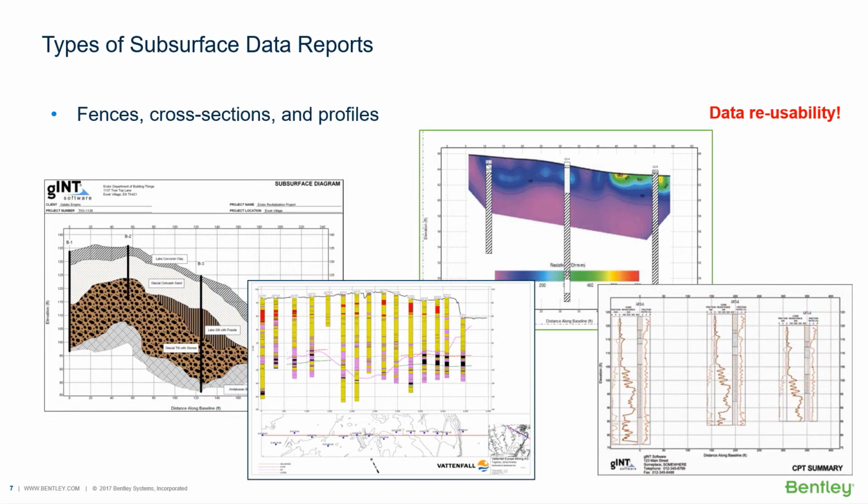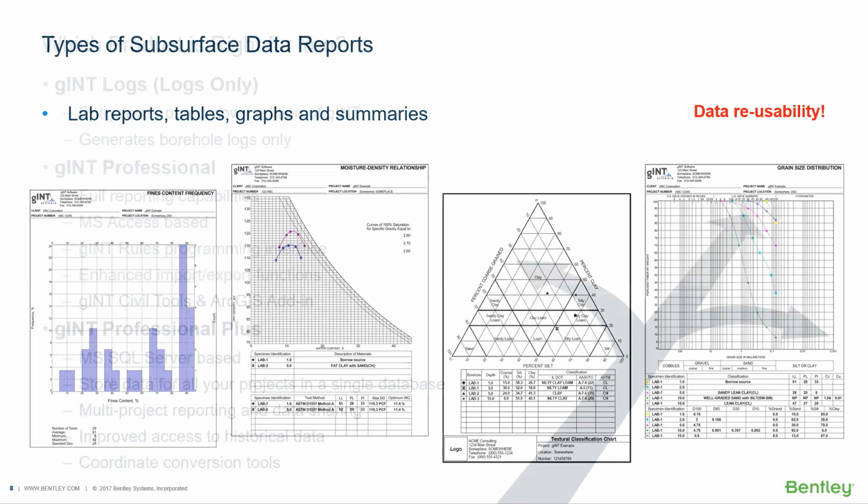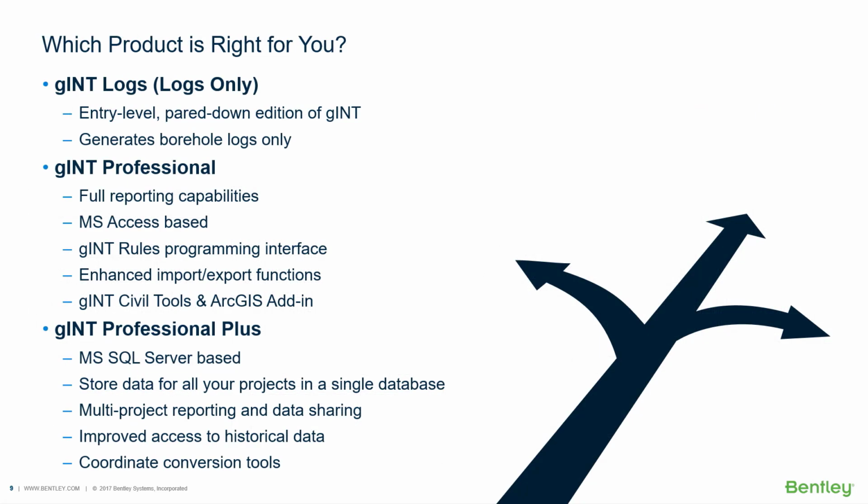And also fence diagrams, cross sections, and profiles, this type of reports can also be created using gINT. And lab reports or tables, graphs, summaries, those are obviously also present in gINT. Now these are some example reports that I've shown you that can be made out of gINT, and some of the example files are already present. If you start downloading and installing gINT and then play along with it, just use some already given projects and see the report forms, and you would get a clear picture of that.